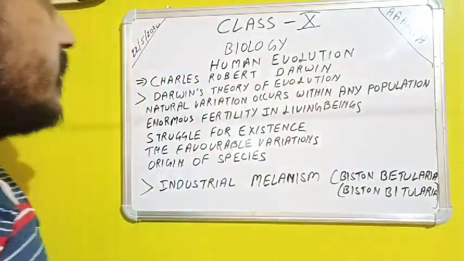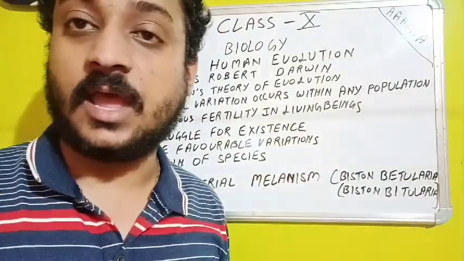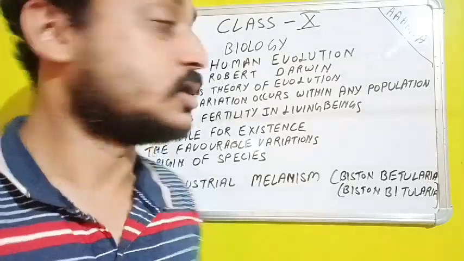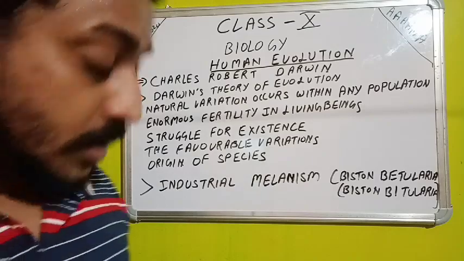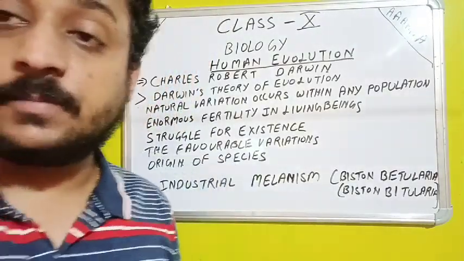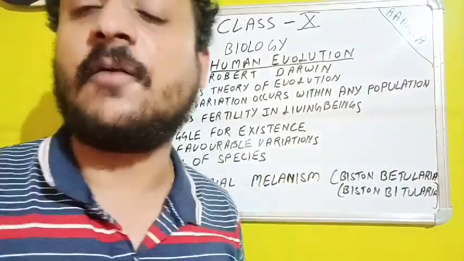This video is for class 10 biology, of course, and the chapter is human evolution. As we all know, we were going through this chapter, human evolution. Now, today's topic is about Charles Robert Darwin.